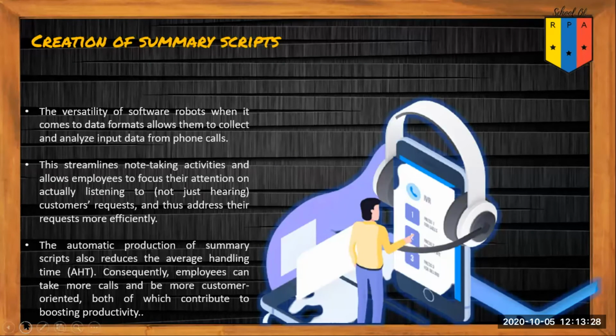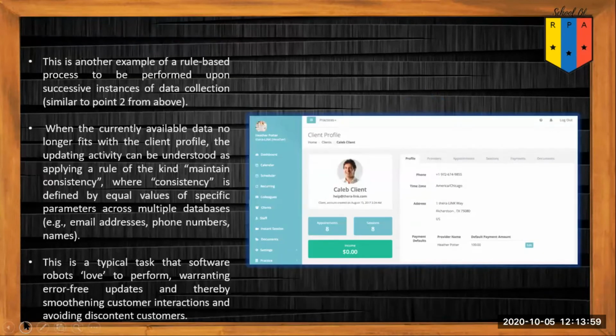Creation of summary scripts. The versatility of software robots when it comes to data formats allows them to collect and analyze input data from phone calls. This streamlines note-taking activities and allows employees to focus their attention on actually listening to, and not just hearing, customers' requests, and thus addressing their requests more efficiently. The automatic production of summary scripts also reduces the average handling time. Consequently, employees can take more calls and be more customer-oriented, both of which contribute to boosting productivity.